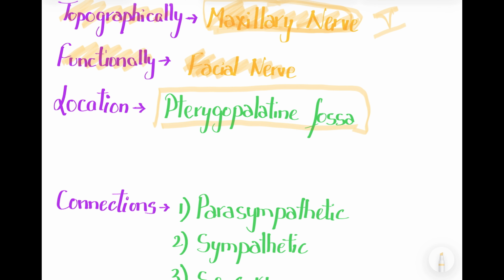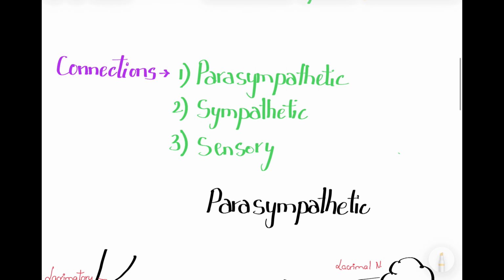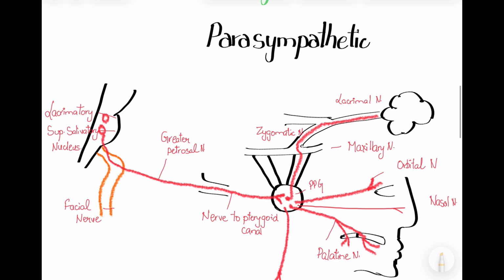Now talking of the roots of this ganglion, it has three roots, as do the other two parasympathetic ganglia: the parasympathetic root, the sympathetic root, and the sensory root. We'll be talking of these three roots one by one. First of all, the parasympathetic root.